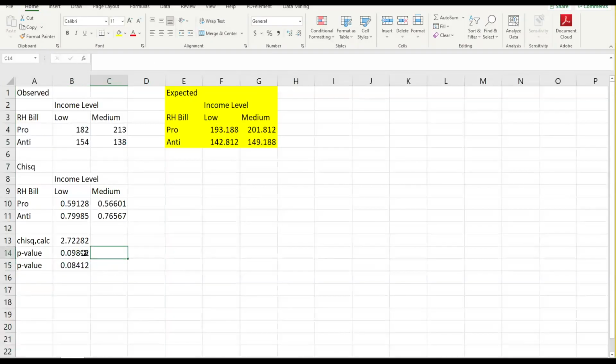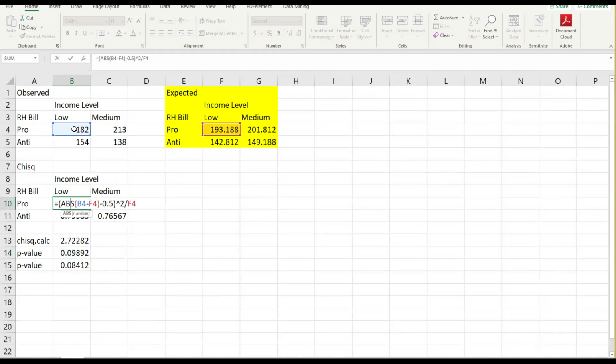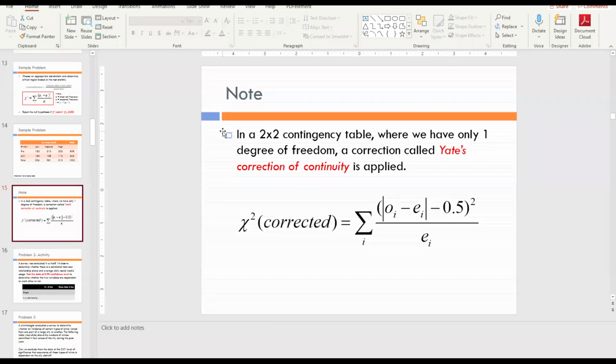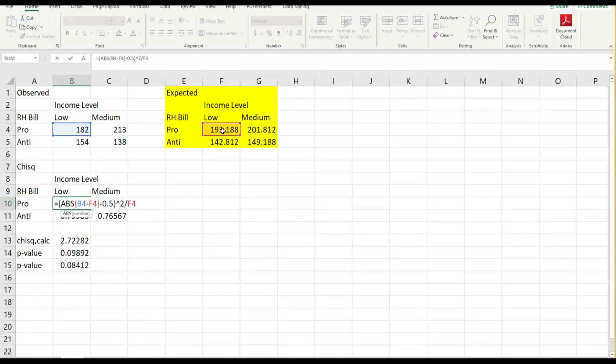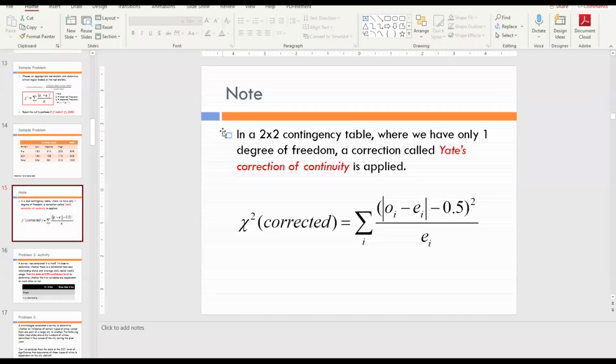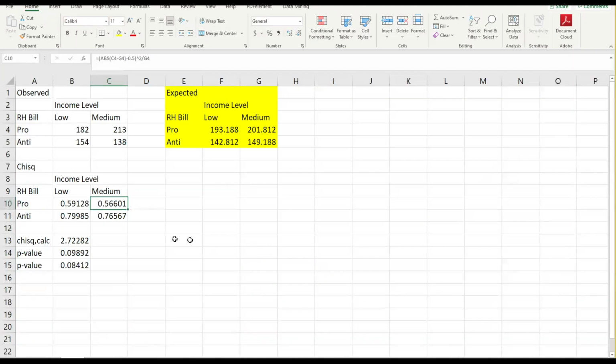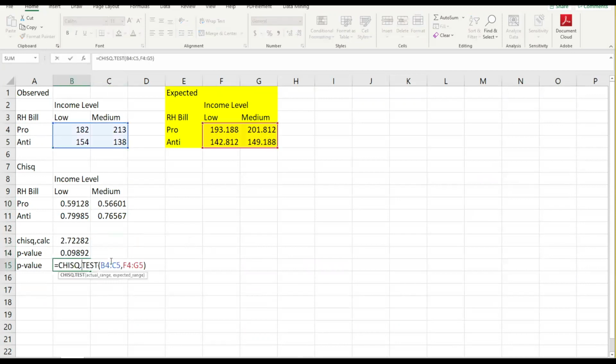Tama ba yung inano natin? Observed minus expected divided by expected. Tama naman. Over observed. Okay? So, itong chi-square dot test does not apply Yates correction, no?